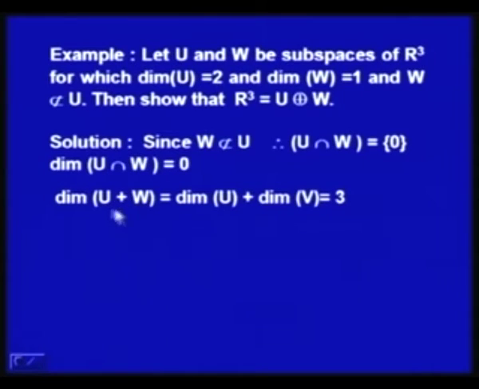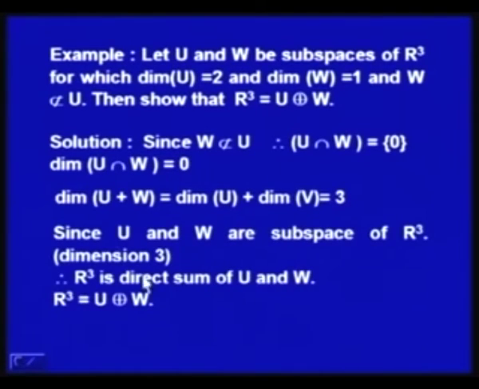Now, dimension of U plus W is equal to dimension of U plus dimension of W, dimension of U being 2, dimension of W being 3. So, U and W are subspaces of R cube. Now, R cube is the direct sum of U and W. So, R cube is U plus W.